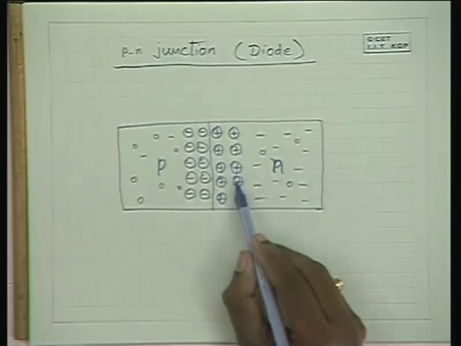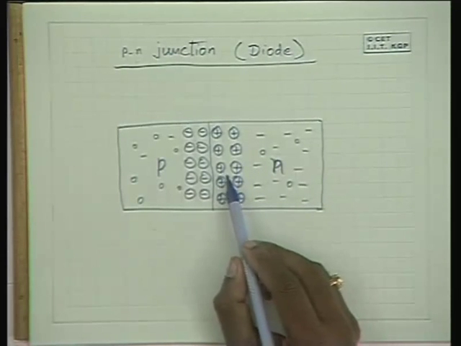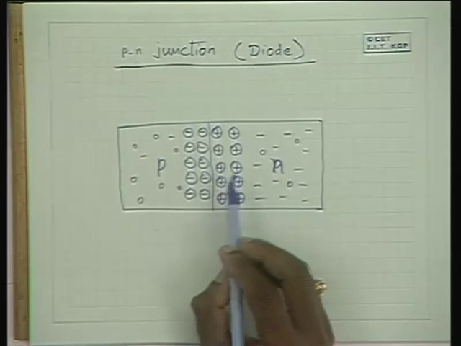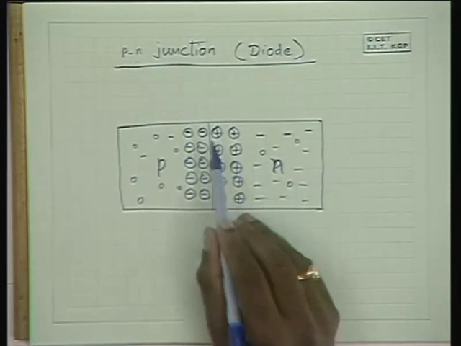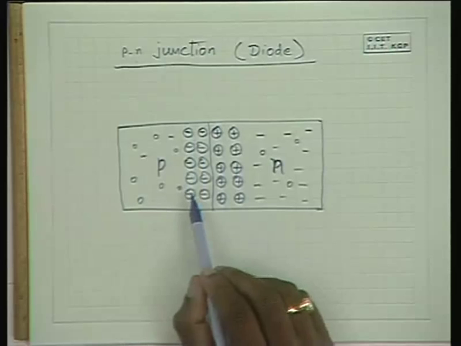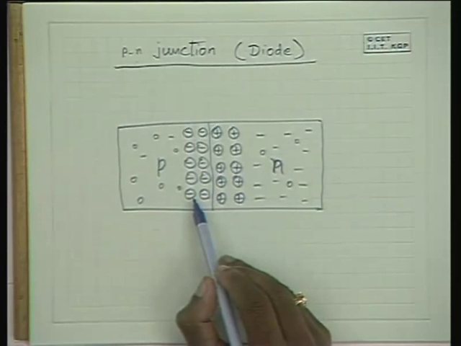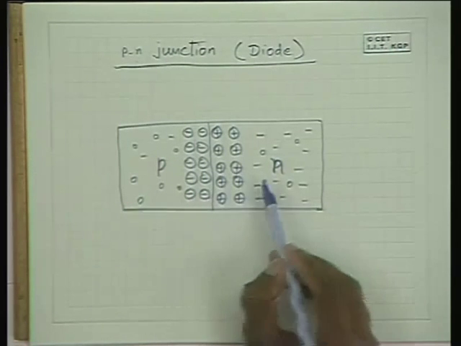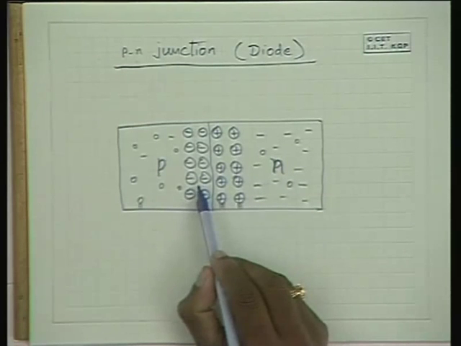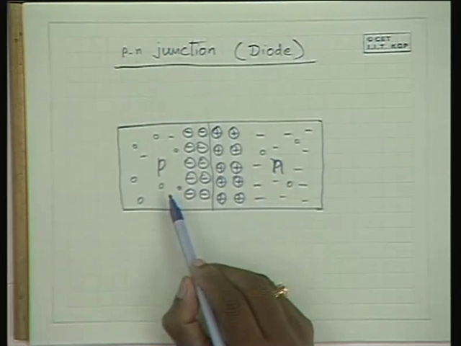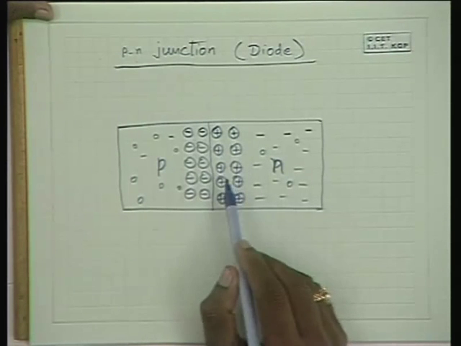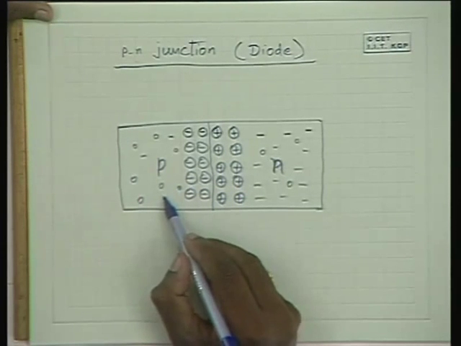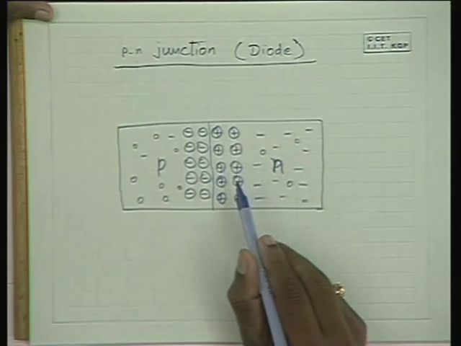For instance, on the n side here we have high electron concentration. Adjacent to that we have the positive charge, immobile positive space charge, and by the side of that we have immobile negative charge in the depletion region. This negative charge prevents further diffusion of electrons from the n side into the p side. Similarly, the positive charge on the n side prevents further diffusion of holes from the p side into the n side.